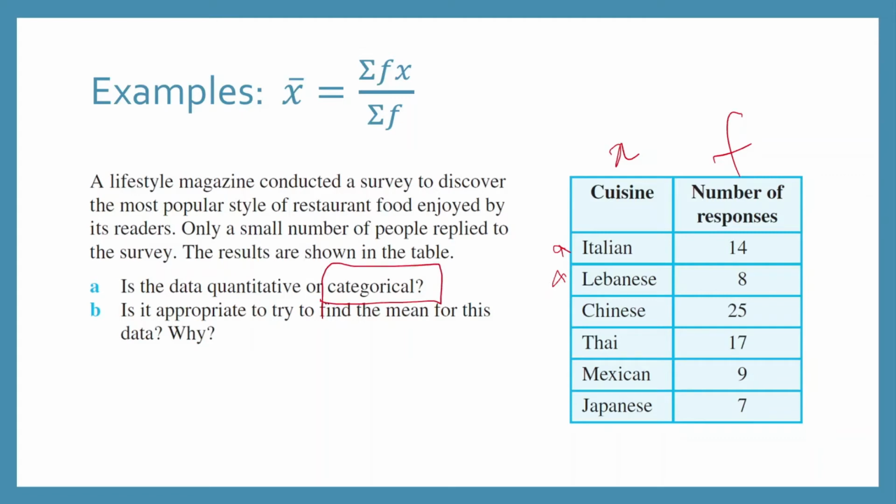Now, can we find the mean using this? No, because we can't do Italian times 14. So we can only find the measure of center when we are doing quantitative or numerical variables. So no, the variable is categorical.